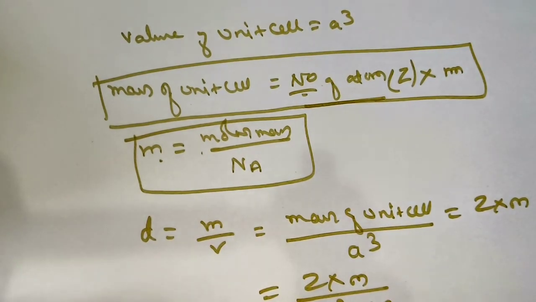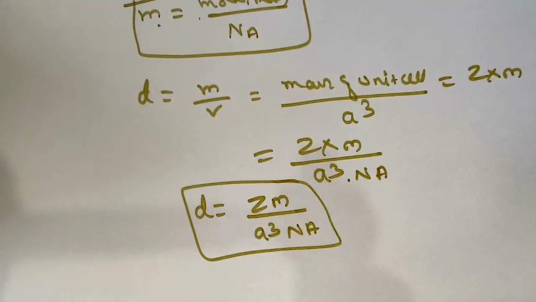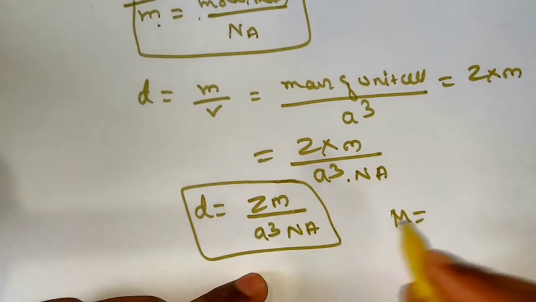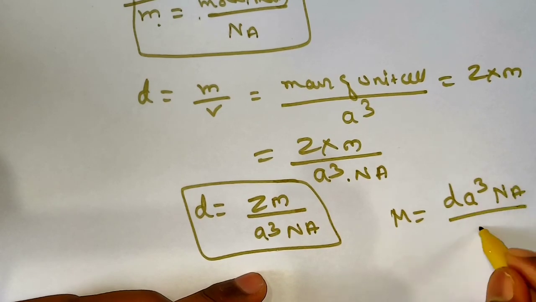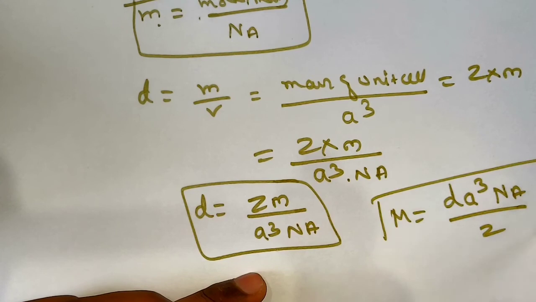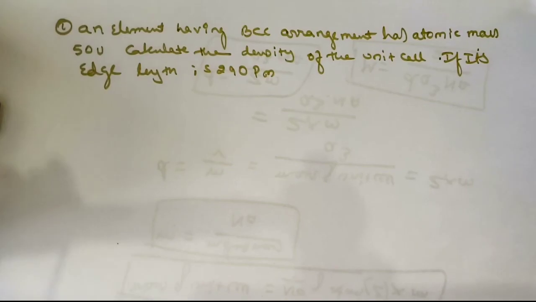So if we need to find density, we use the formula Z into M upon a cube into Na. But when we need to find the mass, M is equal to D into a cube into Na upon Z. These two formulas are very, very important. Based on these two formulas, we will be solving the problems.